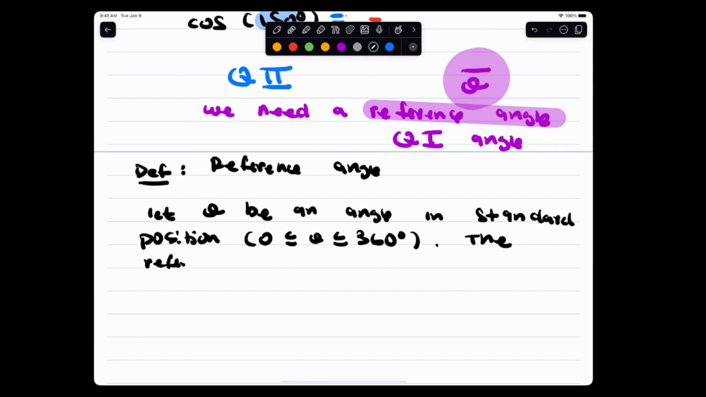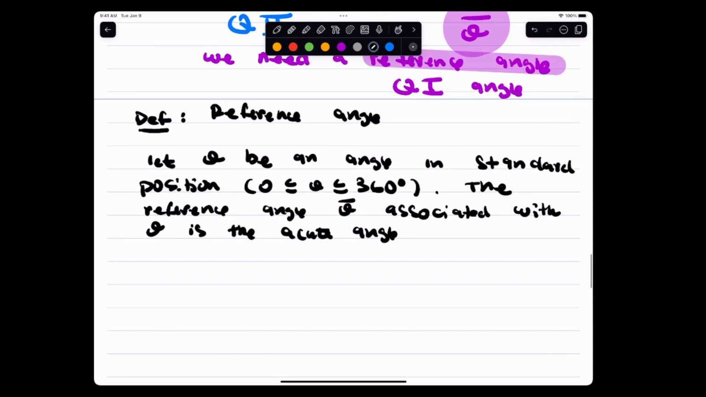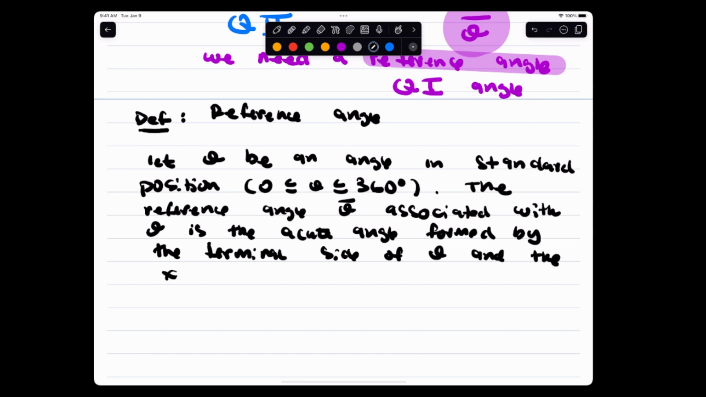The reference angle, theta with a bar, that's associated with theta is the acute angle formed by the terminal side of theta and the x-axis. This is what the book says. Okay? So I just want you guys to know what the book says, because I'm going to give you really the way to find it.